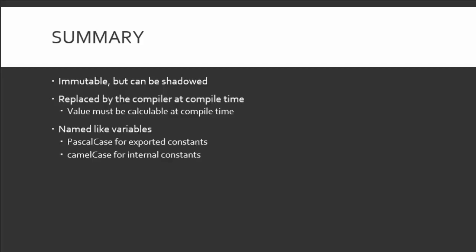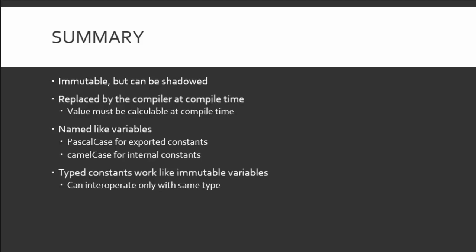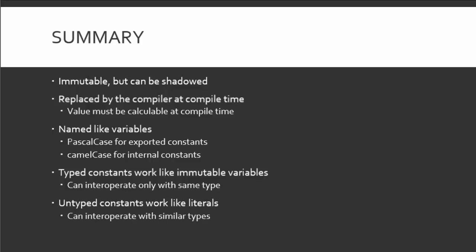They're named like variables, so if you want to export the value of a constant outside of your package, then you're going to use Pascal casing, and if you want to leave it as an internal value to the package, then you're going to use camel casing to name that constant. Typed constants work just like immutable variables, so you can use them in arithmetic operations, you can pass them into functions, but they can only interoperate with the same type. Untyped constants have a little bit more flexibility, so they work just like the literals. So if you replace that constant throughout your application with the literal value of that constant, that's how it's going to work. So that's going to allow it to interoperate with similar types.